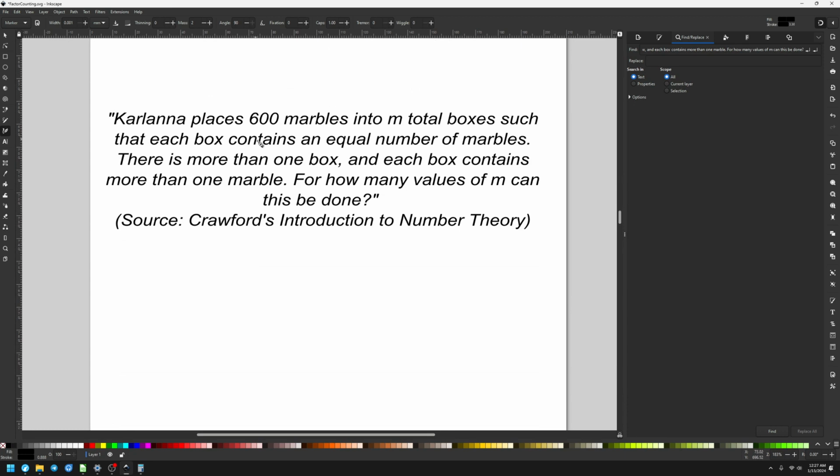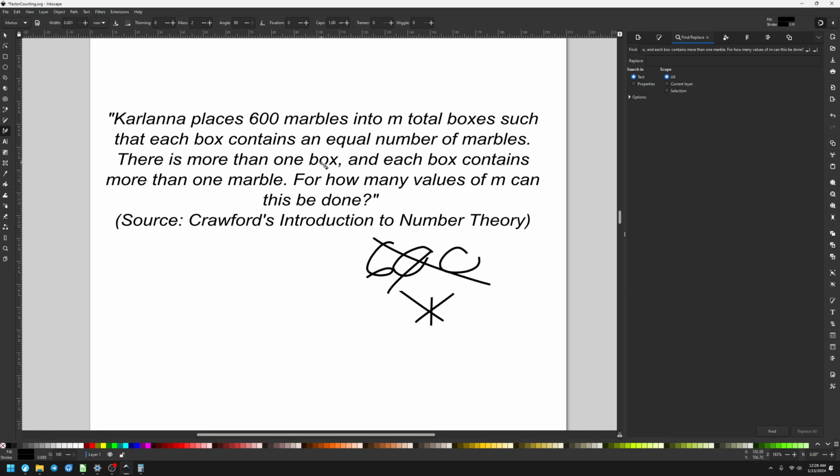Carlana places 600 marbles into M total boxes such that each box contains an equal number of marbles. There is more than one box and each box contains more than one marble. For how many values of M can this be done? Okay. So this problem really is asking how many divisors divide 600, but we have to exclude 1 and 600. These cannot be counted because there has to be more than one box.